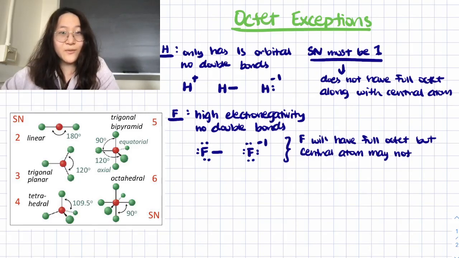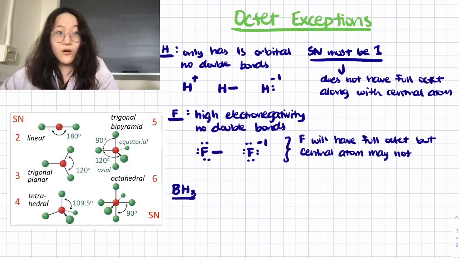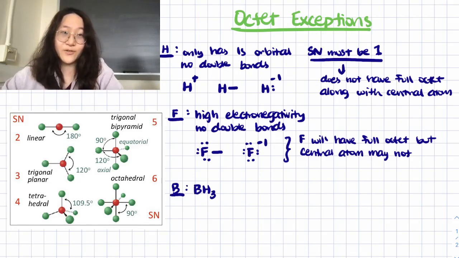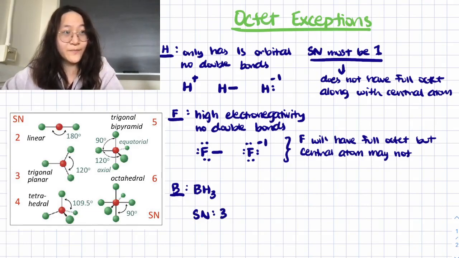Okay, so now let's talk about hydrogen and fluorine in some molecules. The first one that we'd like to talk about is BH3. This is in relation to boron. Quickly, we can calculate that the steric number for BH3 is 3. If you're having trouble with this concept still, or if you'd like to know where the number 3 comes from, please revisit our previous videos. We talk extensively about the calculation of steric number.